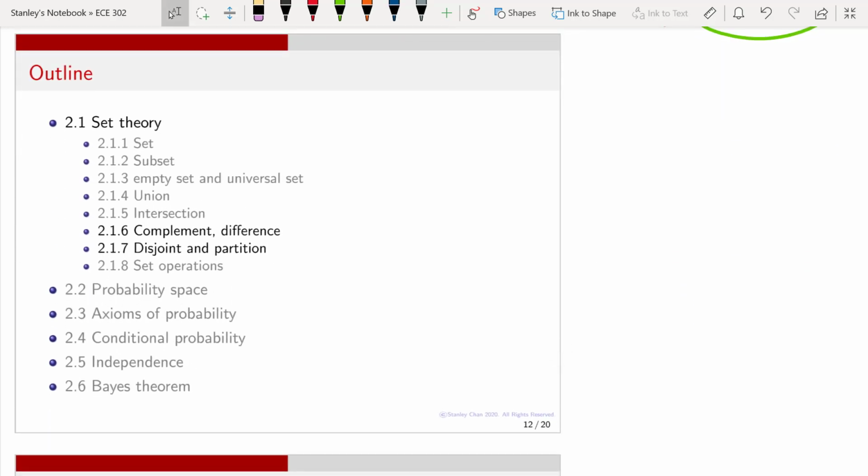So after visiting the subject on union and intersections, let's continue our discussion on other set operations. I'm going to introduce two here. One is on complement, the other one is on difference. And then I will talk about the notion of disjoint and partition of sets.